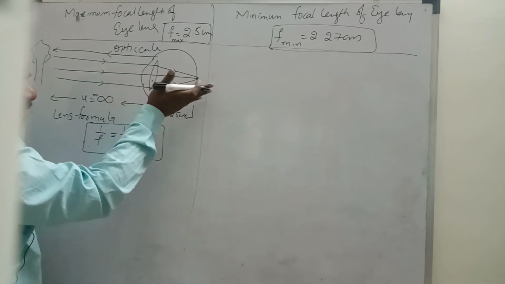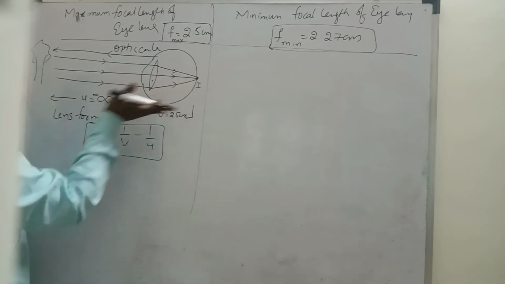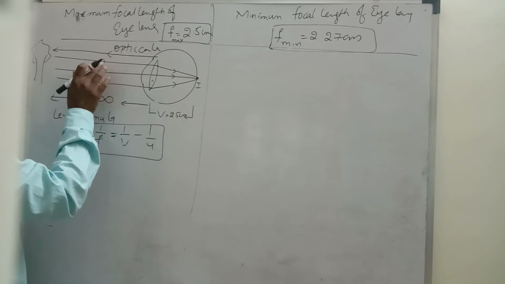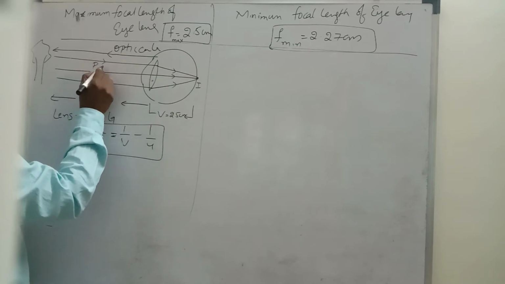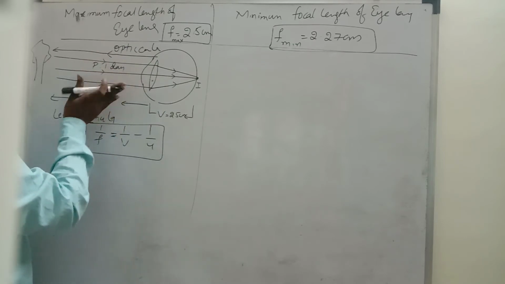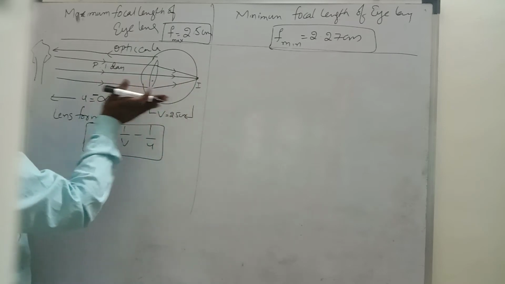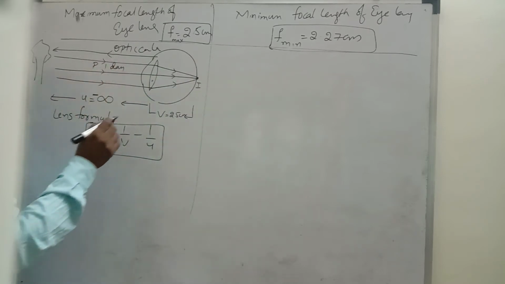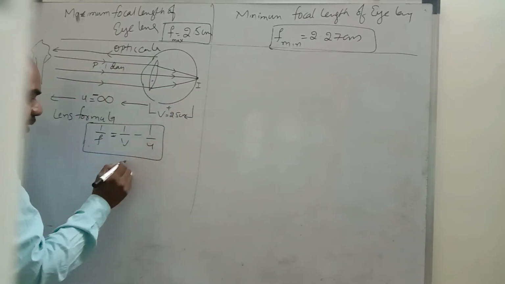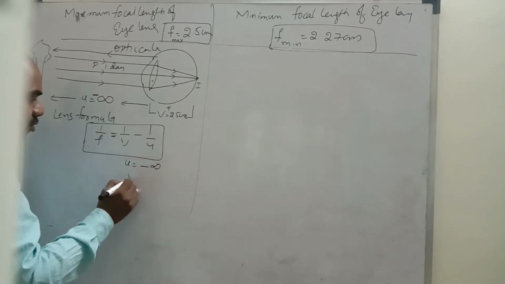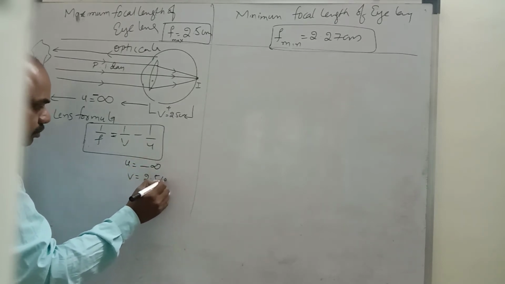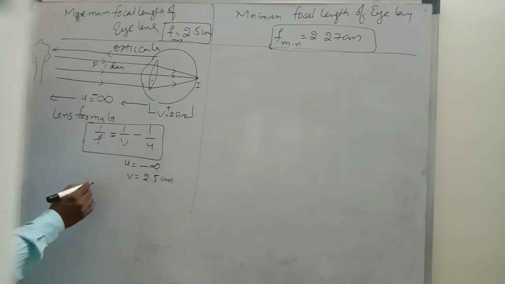V means optic center to image, measuring in this right side direction, and comparing with the parallel incident ray, both are in the same direction, so V is plus. That means the U value is negative, the V value is positive. Substitute here, you will get the focal length.